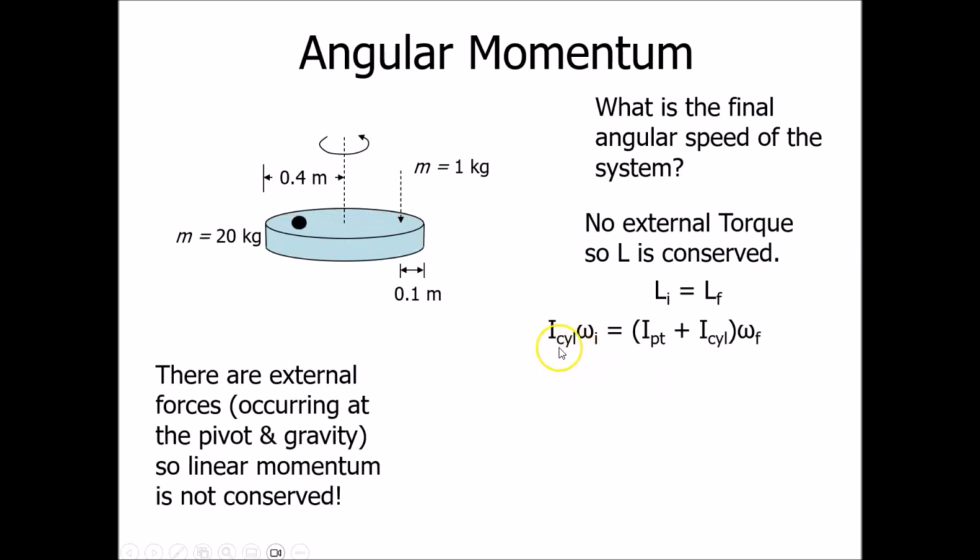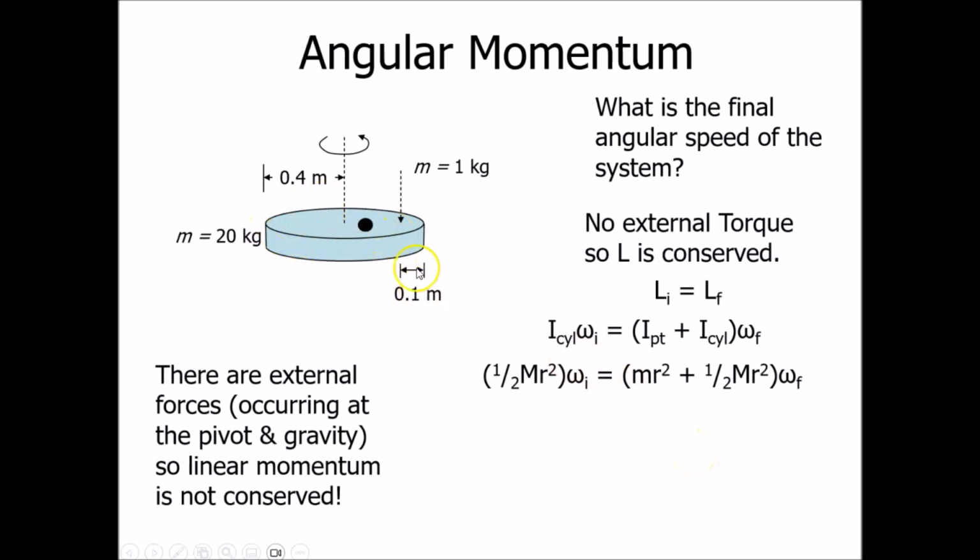So at first, the only thing spinning was the disk. So that would be the rotational inertia of the cylinder, the disk, times its initial angular velocity. And that's going to be equal to the combined rotational inertia of the point mass and the cylinder combined times the final angular speed.